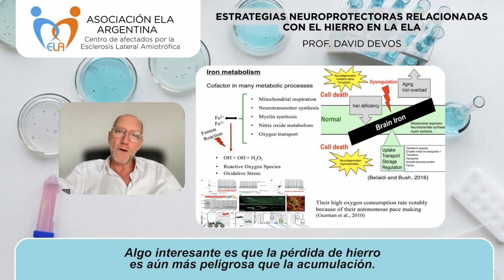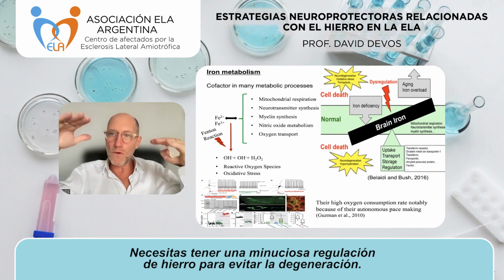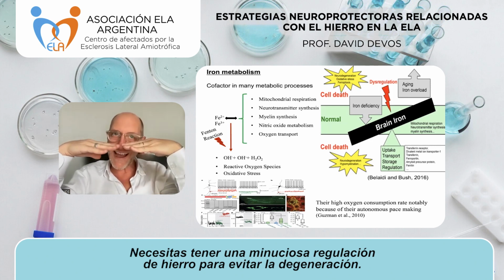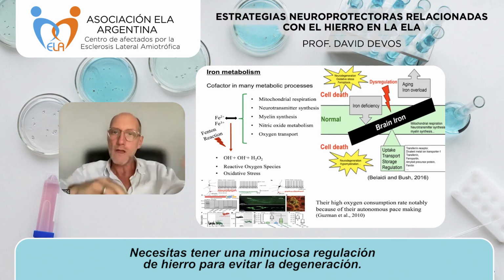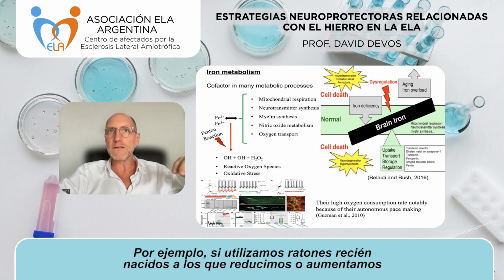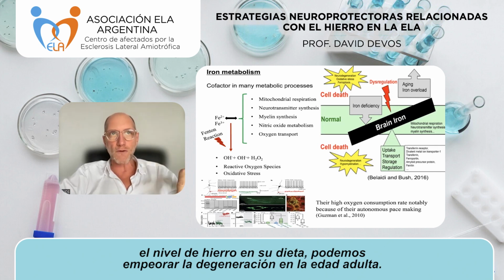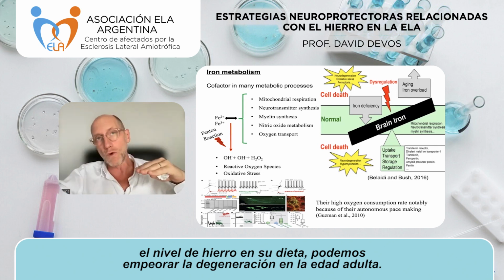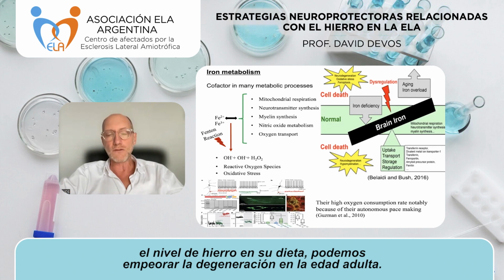Interestingly, the loss of iron is even more dangerous than the iron accumulation. So you really have to have a very tiny regulation of iron in order to avoid degeneration. For instance, if you use neonate mice for which you reduce the level of iron in the diet or you increase the level of iron with diet, then you can worsen degeneration at the adult age.